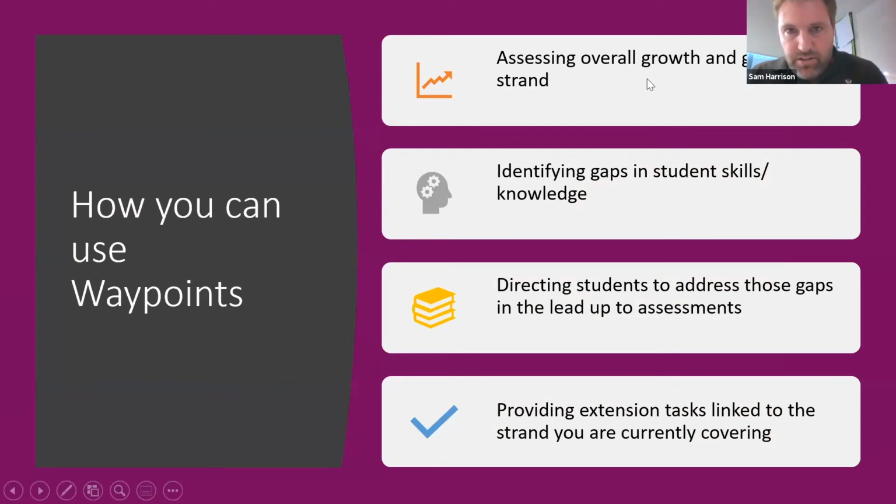So yeah, in summary, the way that I use waypoints, I think it's great for assessing your overall growth, and you can drill down by strand. It identifies gaps in the student knowledge, which I think is really important given the remote learning environment we were in last year. And you can direct students to address gaps really easily. That can be really useful in the lead up to assessment. If you've got a test coming up, students can go into waypoints and look at the skills that they haven't got the ticks for and practice those straight away. And it's great for providing extension tasks as well, as you saw with my high achieving student there at the end.